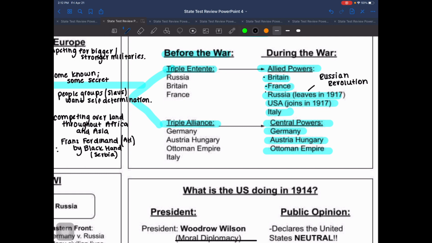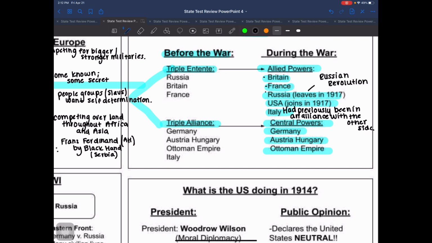Now, Italy's a little wishy-washy here. Italy had previously been in an alliance with the other side. And that is a whole other lesson in itself. But ultimately, what winds up happening is at the outbreak of this war, Italy goes from being in an alliance with Germany and Austria-Hungary to joining the Allied powers, okay?